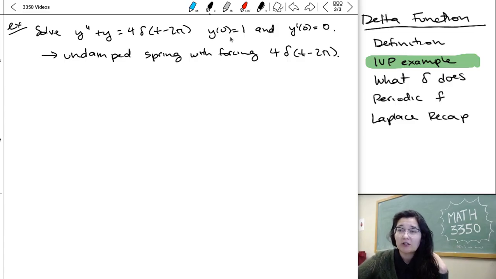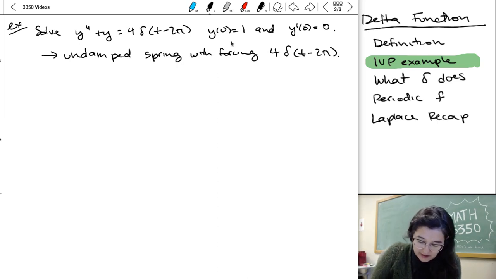And our initial conditions are saying that at time 0 we start by stretching that spring some unit 1 and then releasing it from rest. And I just want you to think about that as we see the terms that come out of the solution.